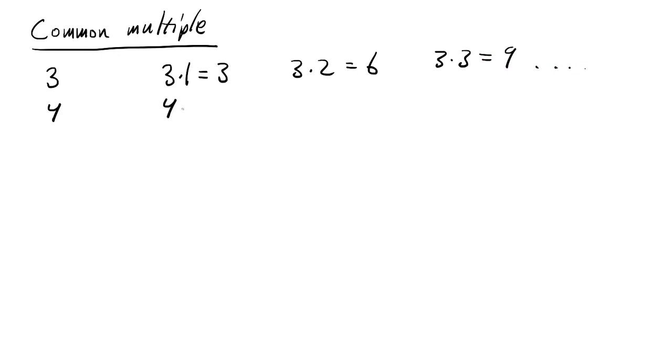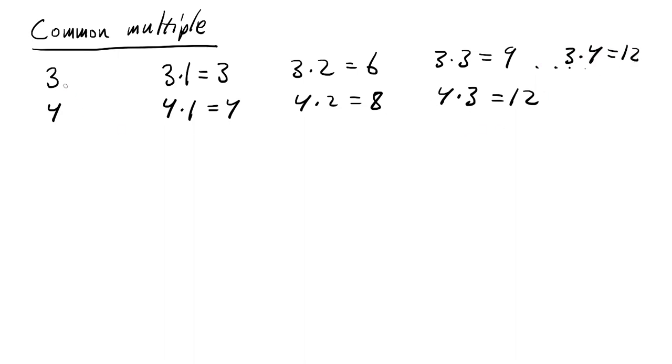And multiples of 4 are 4 times 1, 4. 4 times 2, 8. 4 times 3, 12. And if I continue one step more here, 3 times 4, that's also 12. So we see here that multiples of 3 are 3, 6, 9, 12, and so on. There are infinitely many. And of 4, we have 4, 8, 12, and so on. So, do they have any common multiples? Yes, they will have infinitely many.